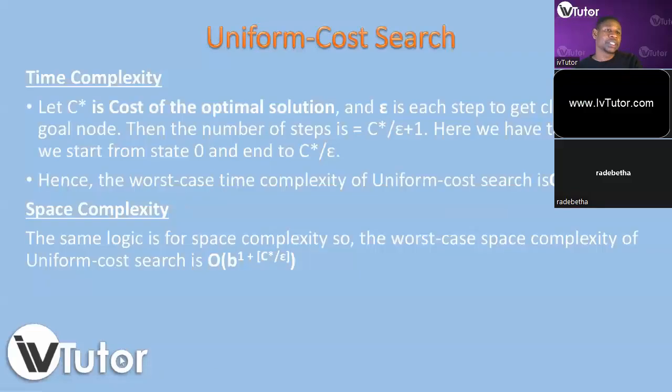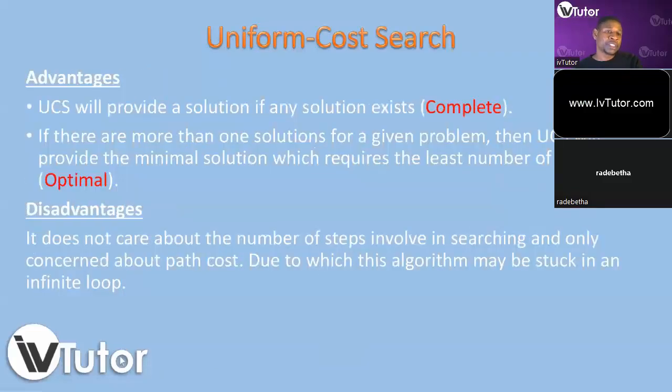Now let's look at the advantages. It is complete: if a solution exists, it will find it. It is optimal because it is going to find the one that has got the least cost. It is going to get to the solution in the least possible cost. If the goal is to minimize, it will minimize. If it's to maximize, it will maximize. Right, and it also does not care about the number of steps involved.